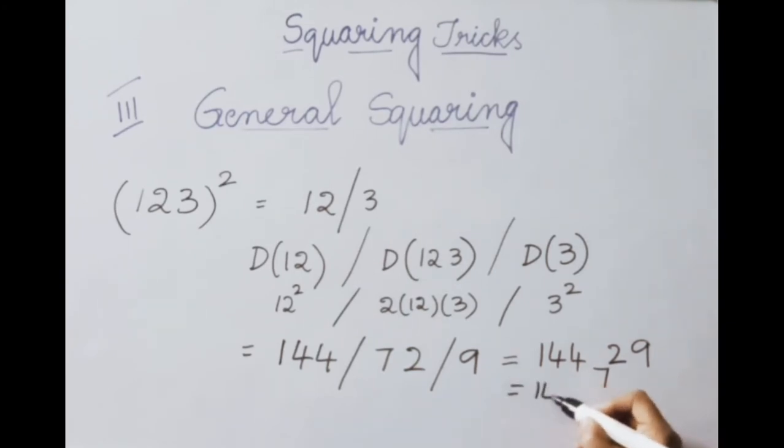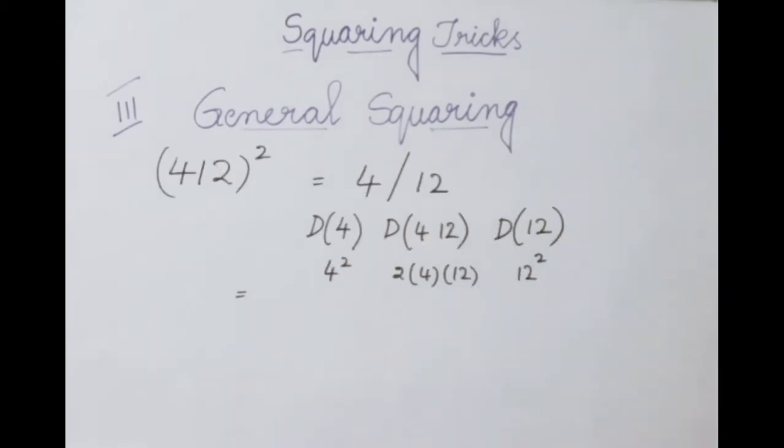See now 14. 4 plus 7 means how much? That is 11. 1, carry 1. Write down the last two digits, 29. So 14 plus 1, 15. 1, 2, 9. So our answer, 123 whole square, means 15,129.